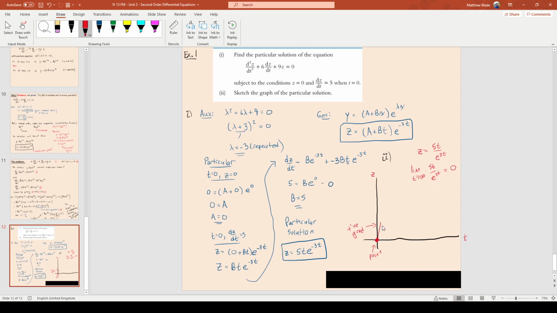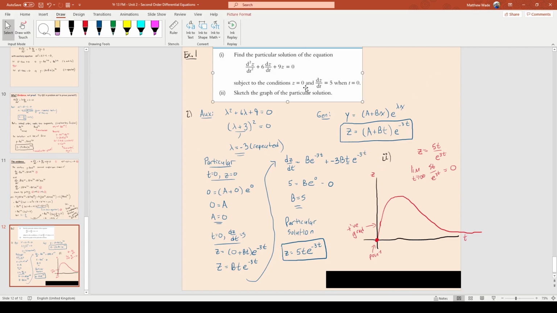Which means our graph is going to look something like this. It started with a positive gradient. It's going to be a curve because it's not a line. And it's going to have to become asymptotic down here. So it's going to be like that. Cool beans? That'll be enough to get full marks on it. I think that's enough information, and you've got your lovely graph drawn. So I hope that's okay.